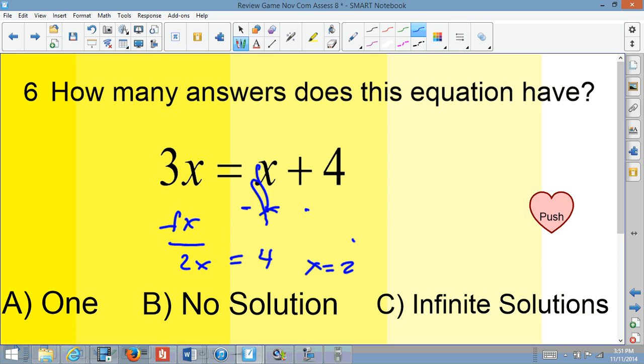So how many solutions does it have? If you said one solution, you are correct. It only has one solution, and that's x equals 2. So if we can solve it for one answer, then that means we have one solution.